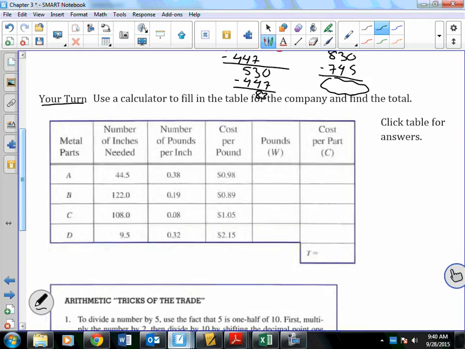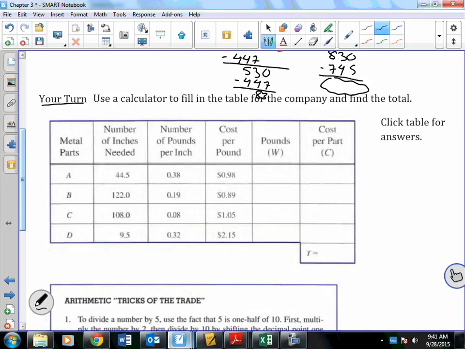So this company has 4 different types of metal parts, and they're sending in an order. The order says how many inches are needed, the number of pounds per inch, the cost per pound, and then I want to know the following. I want to know pounds, W, and cost per part.